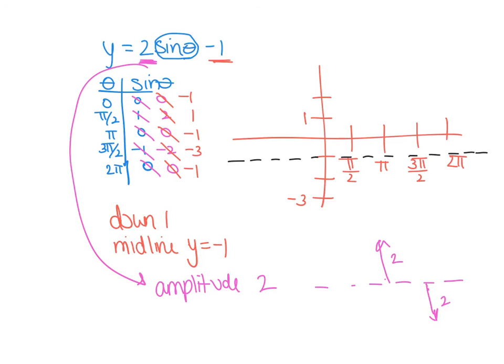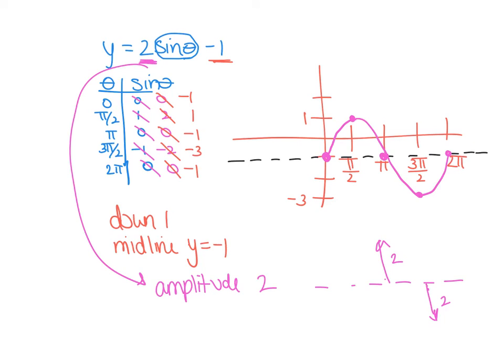So now let's look at it. At 0, your output's negative 1. At pi halves, our output is 1. At pi, your output is negative 1. At 3 pi halves, it's negative 3. And then you end at negative 1. So notice how your maximum value is 1. That's 2 up from the midline. Your minimum value is negative 3, and that's 2 down from the midline.